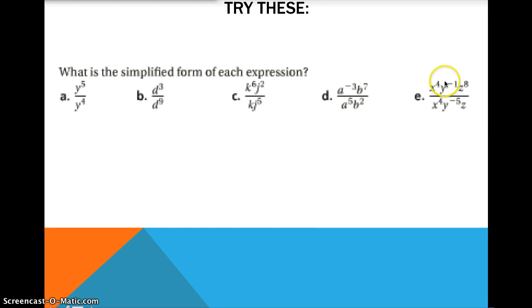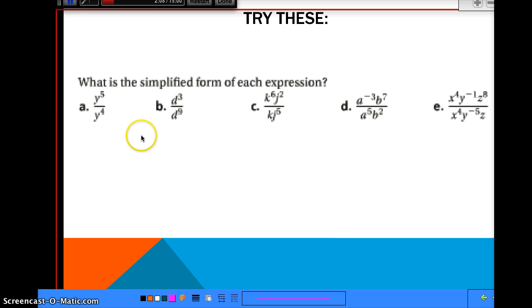All right, so let's look at these examples. What is the simplified form of each expression? y to the 5th divided by y to the 4th. You can either write it all out the long way, or you can use the rule, which would be 5 minus 4 is 1, and that simplifies to y. And the second one, you have d to the 3rd divided by d to the 9th. So that's d to the 3 minus 9 is negative 6. Can't leave it like that, so you have to find the reciprocal of it, which would be d to the positive 6.